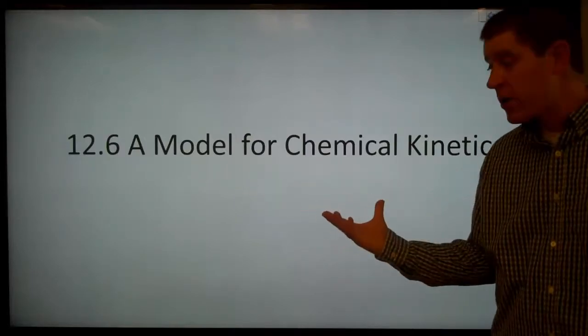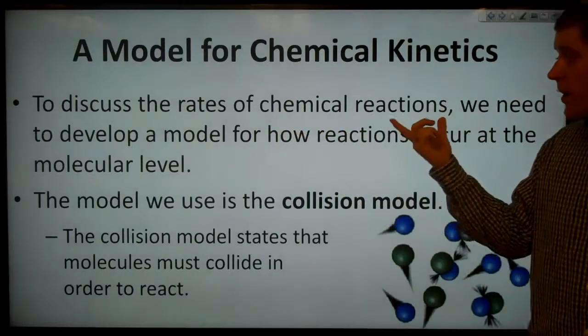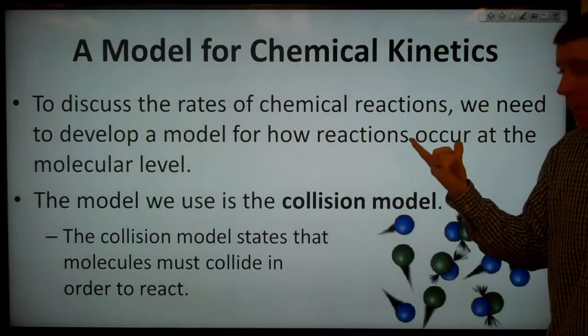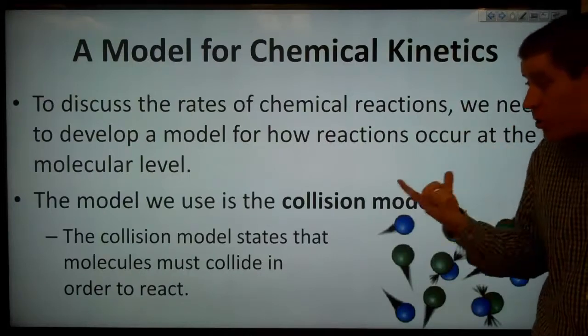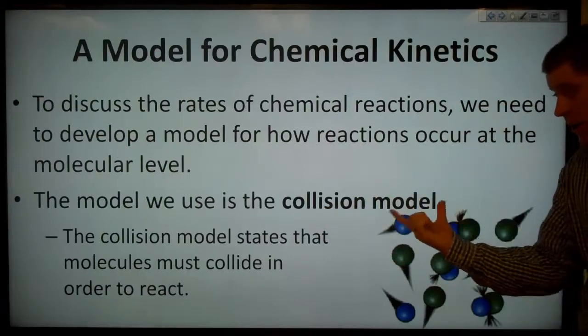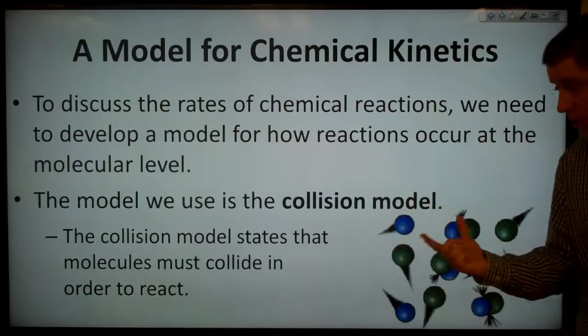Welcome to a model for chemical kinetics. So, to discuss the rates of chemical reactions, we need to develop a model for how reactions occur at the molecular level. To do this, the model that we use is the collision model. The collision model states that molecules have to collide in order to react.